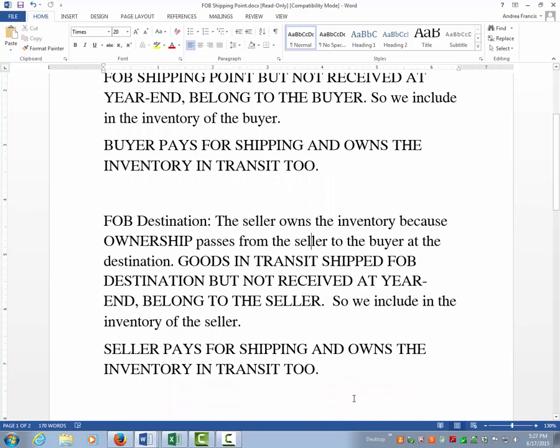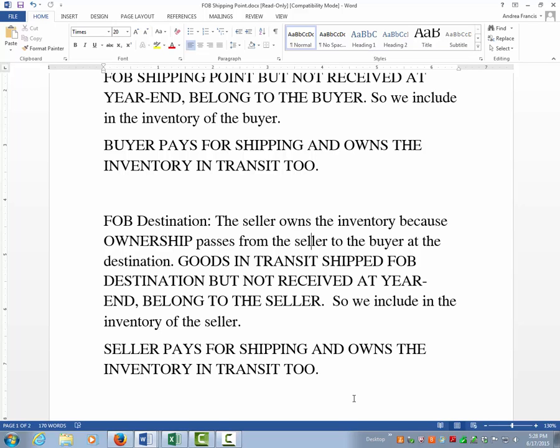The seller owns the inventory in transit because ownership passes from the seller to the buyer at the destination. And by destination, we mean the place of the buyer's business or location. So if you buy from Amazon, the destination is your home. So if things are shipped FOB destination, then Amazon owns that item until it reaches your home. So goods in transit shipped FOB destination but not received at year end belong to the seller. So that would be included in the inventory of the seller. The seller pays for shipping and owns the inventory in transit too.